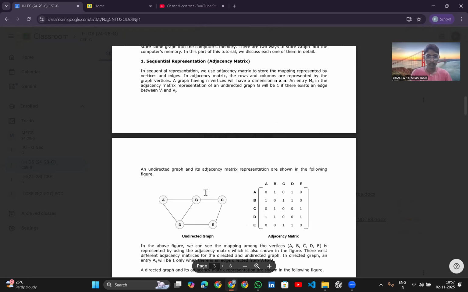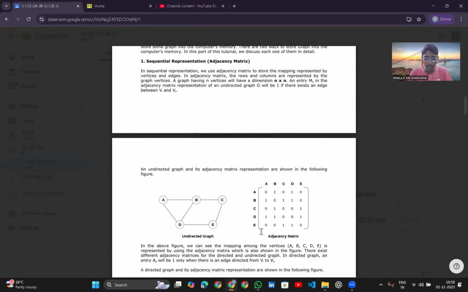We can arrange the graph in coding. We can represent the graph using arrays or linked lists. I will be explaining arrays. In arrays, for example, here we can see a simple undirected graph. AD is a path here, A to D. If A is true, then D must be true.